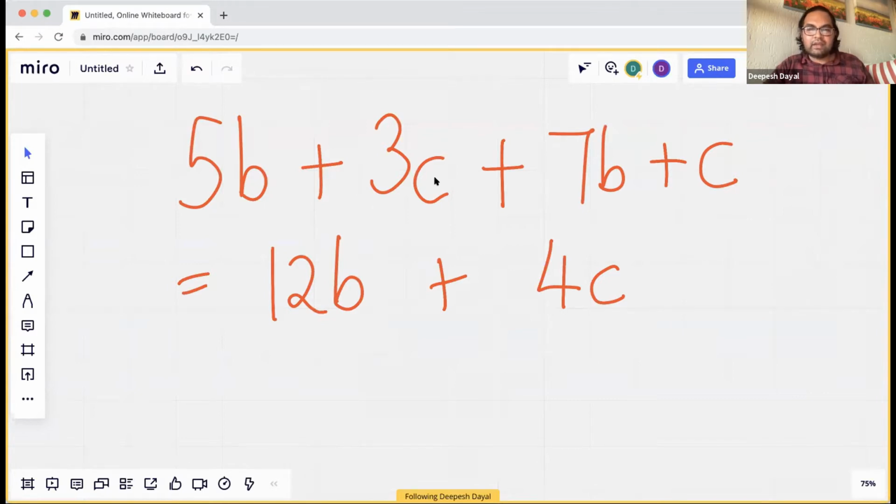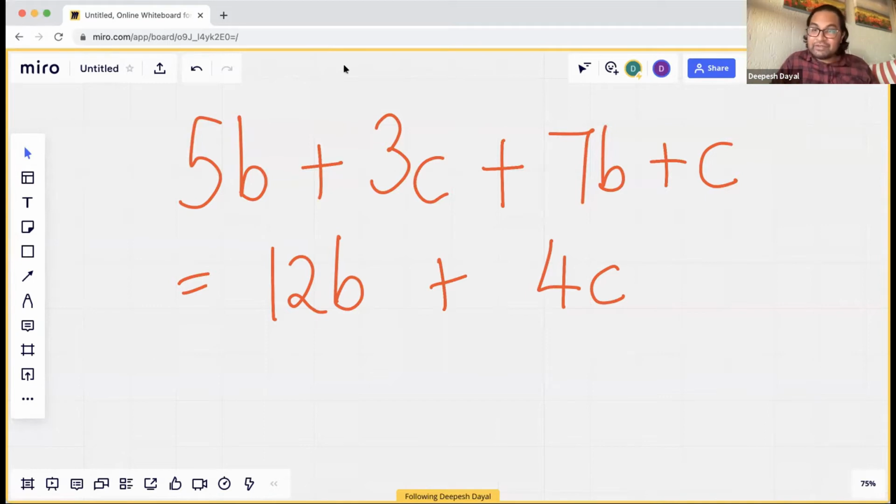Luandle. Okay, so it's 12b plus 4c. Who doesn't agree with this? Who says this is completely wrong and we are on the wrong path? Okay, that's a relief. Nobody thinks we're on the wrong path. So this is what you should do.